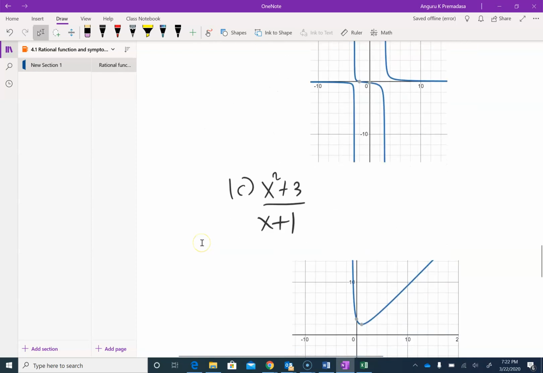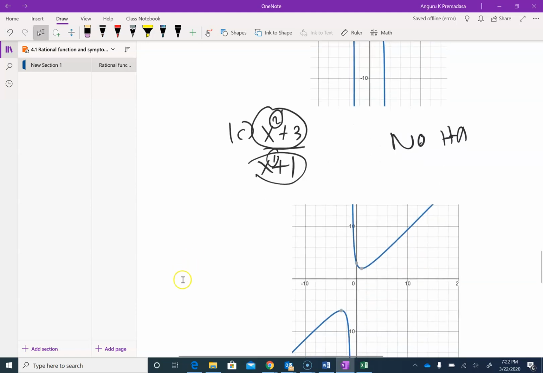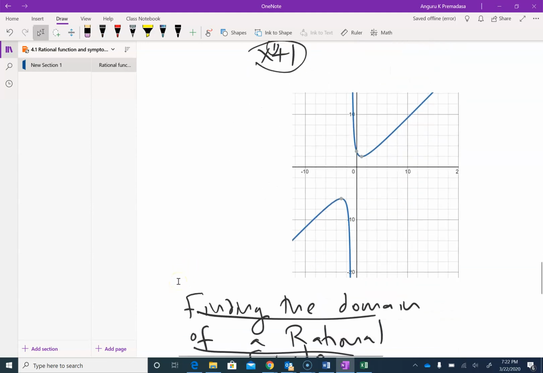The third one is when the degree of the bottom is lower than the top. The degree of the top is 2, right? And the bottom is 1. So 1 is less than 2. And then there is no horizontal asymptote. And you can see that from this, right? There's no horizontal asymptote, but there's a thing called a slant asymptote. So you can see there's a slant. As x goes to infinity, and as x goes to negative infinity, the graph is not approaching a horizontal line, but it's actually approaching a slant line, which is called a slant asymptote.